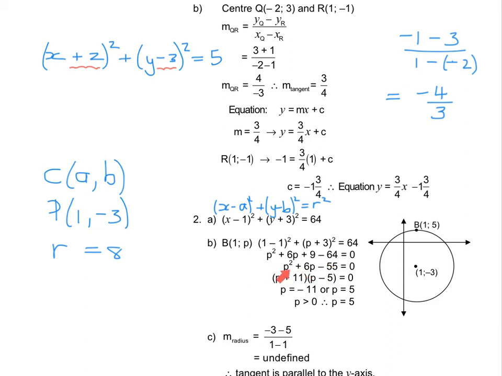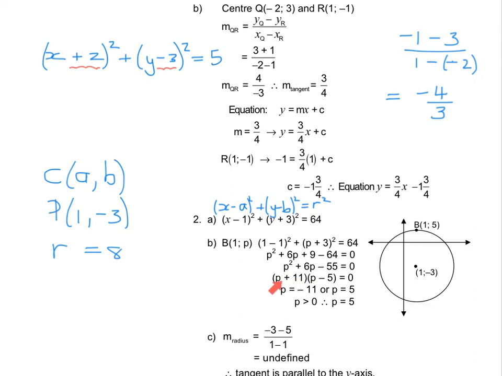Now I have a quadratic trinomial equal to 0, and therefore I can factorize further. p times p gives me the p squared, and 11 times 5 gives me the 55. Then I must test my middle term. 11p minus 5p gives me 6p. And now I can take each bracket and set it equal to 0 separately in order to solve p.